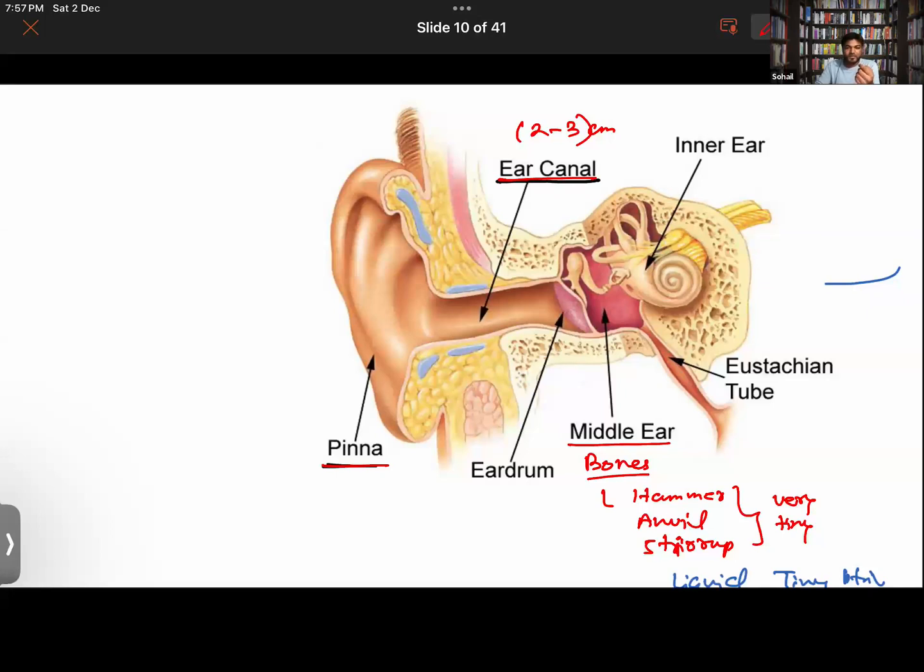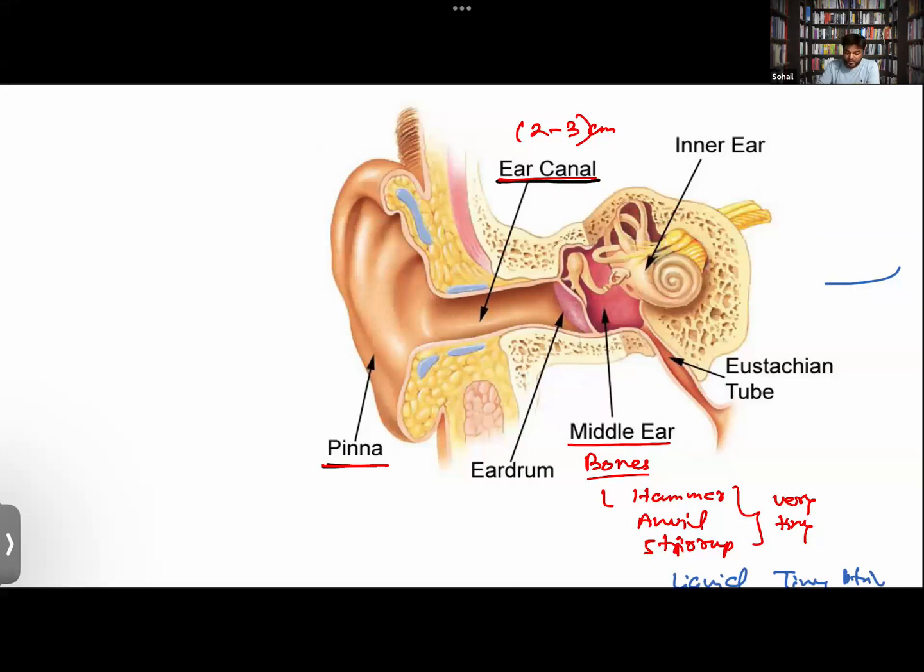Then you have the inner ear. What is there in the inner ear? This is the part of the ear where the sound signals are caught by the auditory nerves and then transported to the brain, basically. Getting it now? Yes, sir. Okay then.